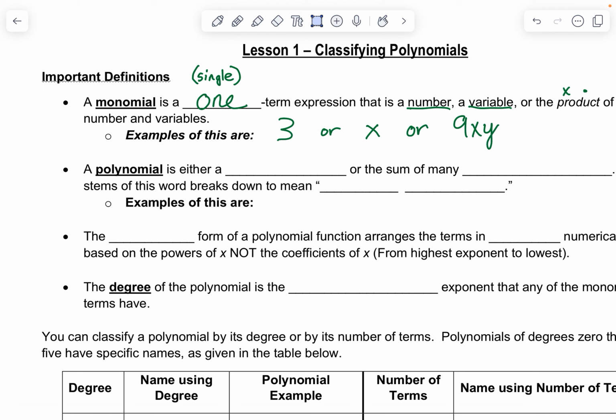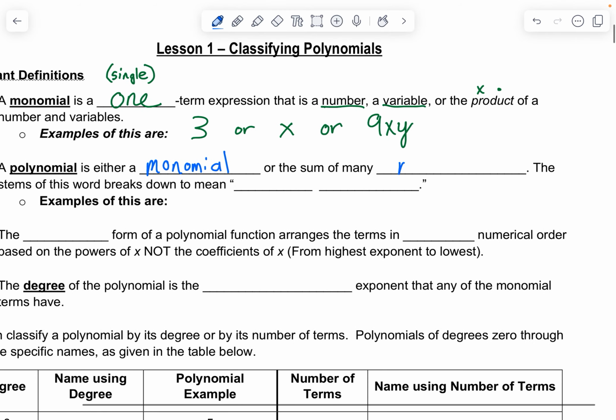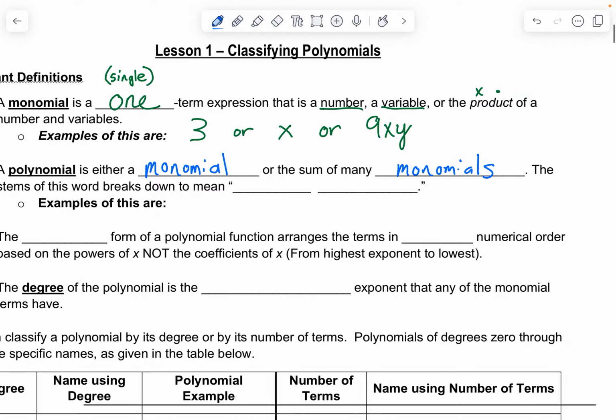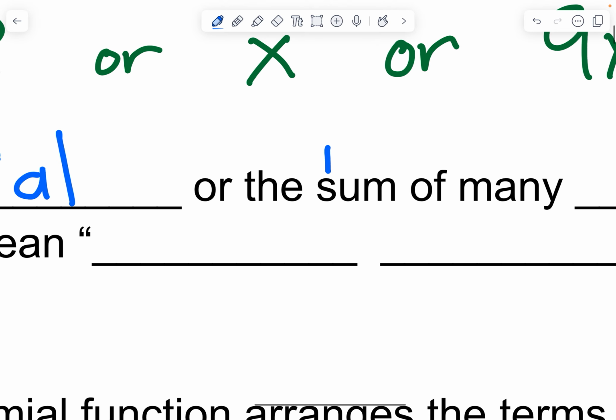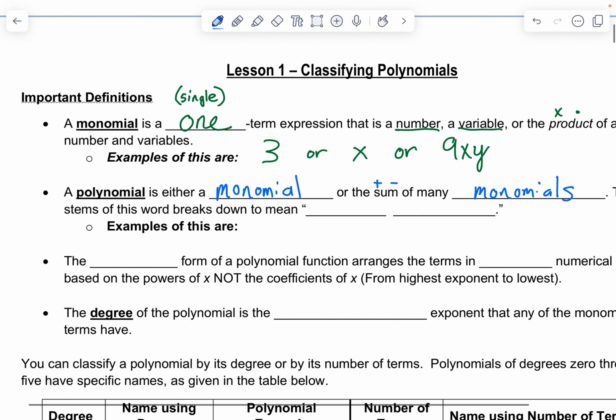And a polynomial, first thing, can be a monomial. So a monomial is a type of polynomial. Or a polynomial can be a little bit bigger and be the sum of many monomials. Now, real quick, review the word sum. Sum, remember, means we are adding. And when you subtract, reminder, subtracting is adding a negative, so this also includes subtraction. But if I'm adding or subtracting my monomials, then that creates a polynomial.